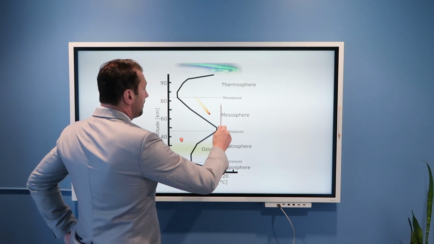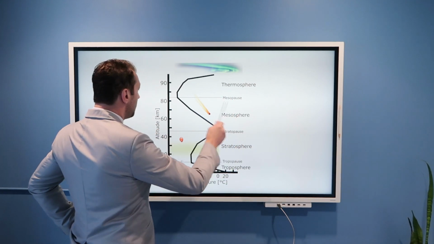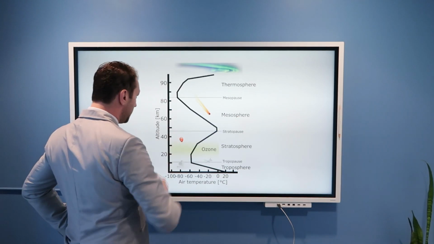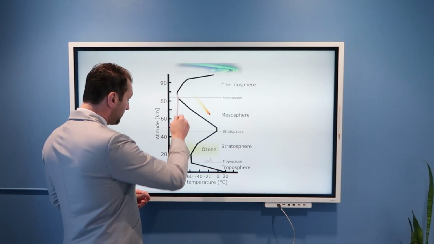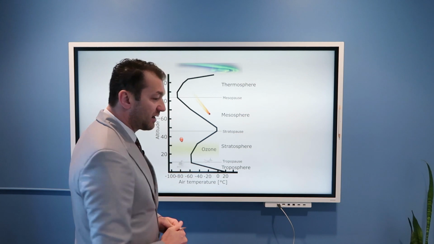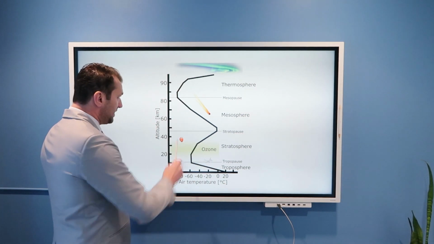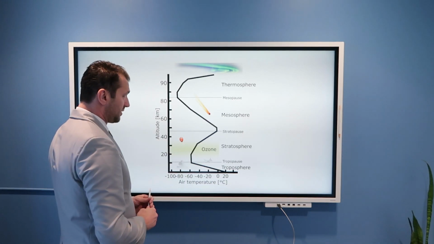Then above mesosphere we have mesopause, separating mesosphere and thermosphere, and that is at the height of approximately 82-83 kilometers. Temperatures here are very, very low, approximately negative 86, 87, 88. And this is the coldest place in our atmosphere.